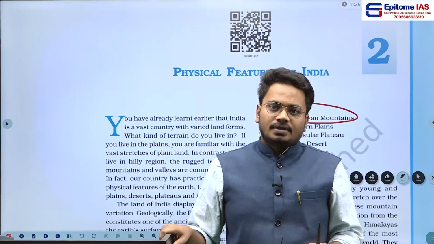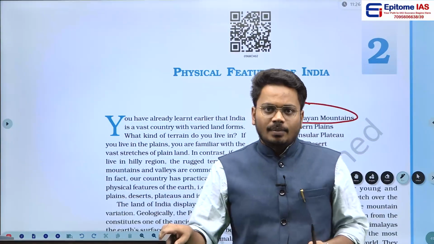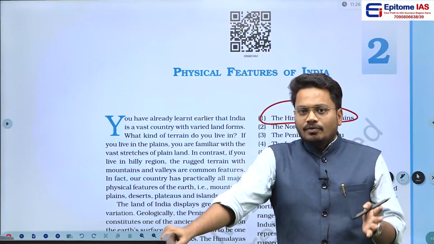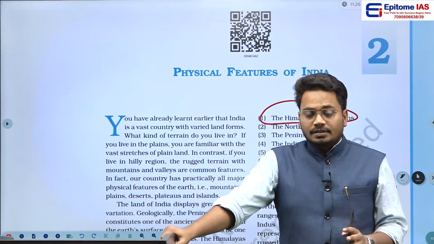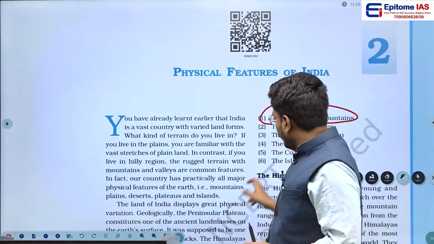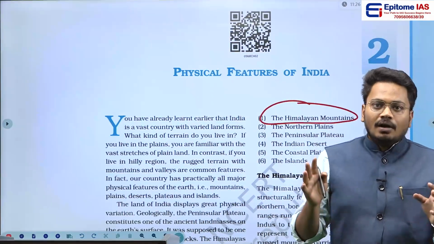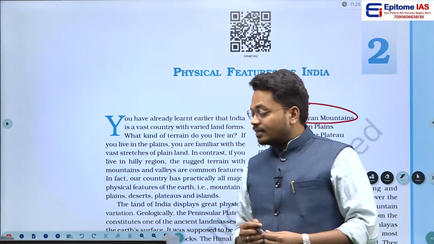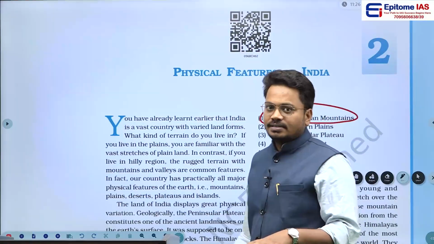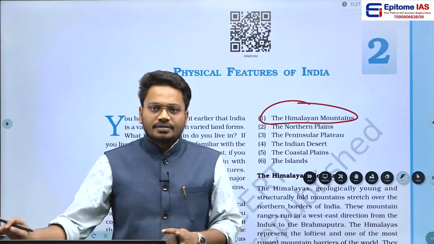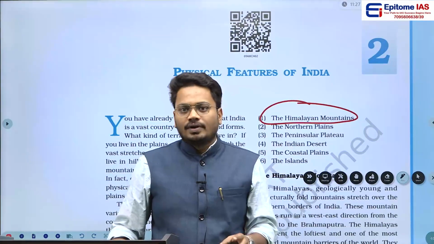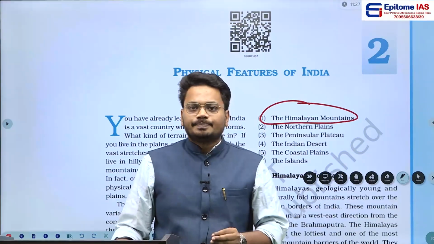Out of those 6 geographical features, the first one is the Himalayan mountains, right? The second one is the northern plains of India, the third is the peninsular plateau, the fourth is the Indian desert, the fifth is the coastal plains, and the sixth is the islands. These are the physiographical features that are naturally present in India.